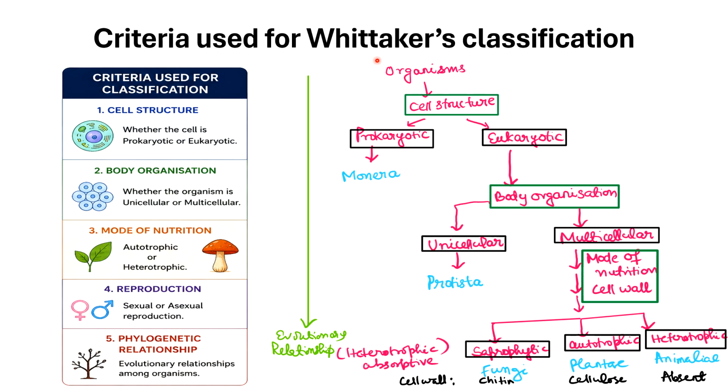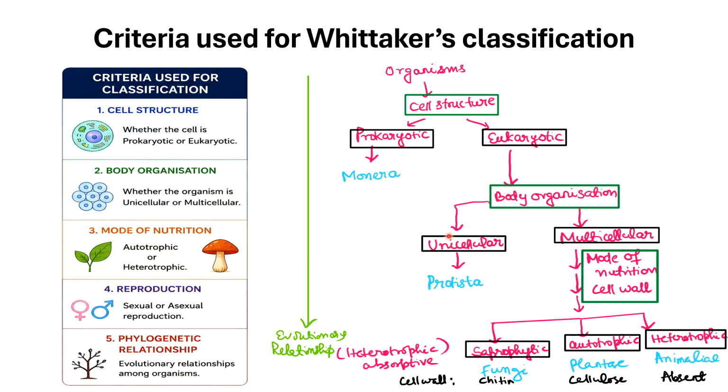So Whittaker's five kingdom classification is very important because he took into account the complexity of the organisms and arranged them on the basis of their body complexity or evolutionary relationships. Okay. So all the organisms, if they were prokaryotic in nature, were placed under the kingdom Monera, and all the eukaryotic organisms were further checked for their body organization.